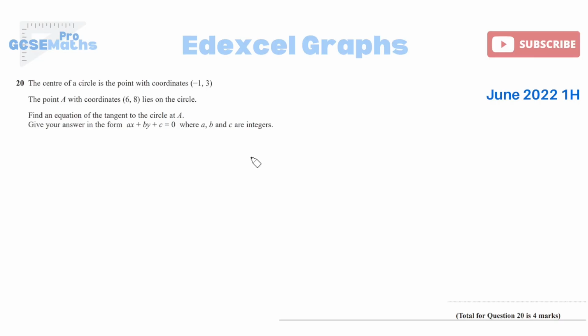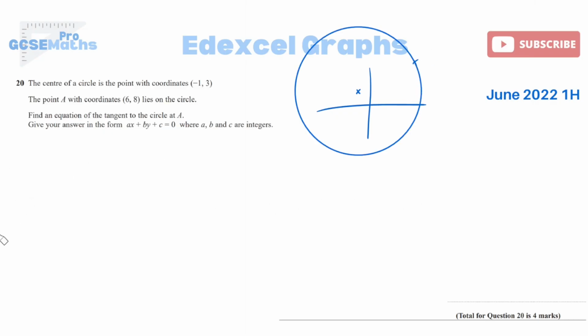So the equation of a tangent is actually quite easy because it's basically just loads of different things you already know put into one question. Now you can always sketch it if you find that helpful to visualize it, but you don't have to. So let's say the centre is minus 1, 3, so maybe about here. That's the centre, and they've said the circumference goes through 6, 8, I guess over here. Maybe something like that. So they want the tangent there. They want this line here.